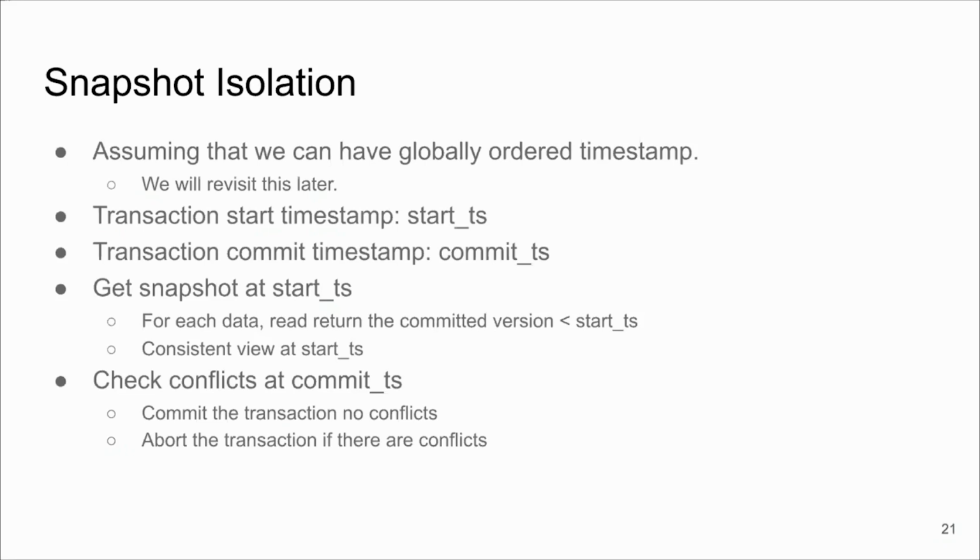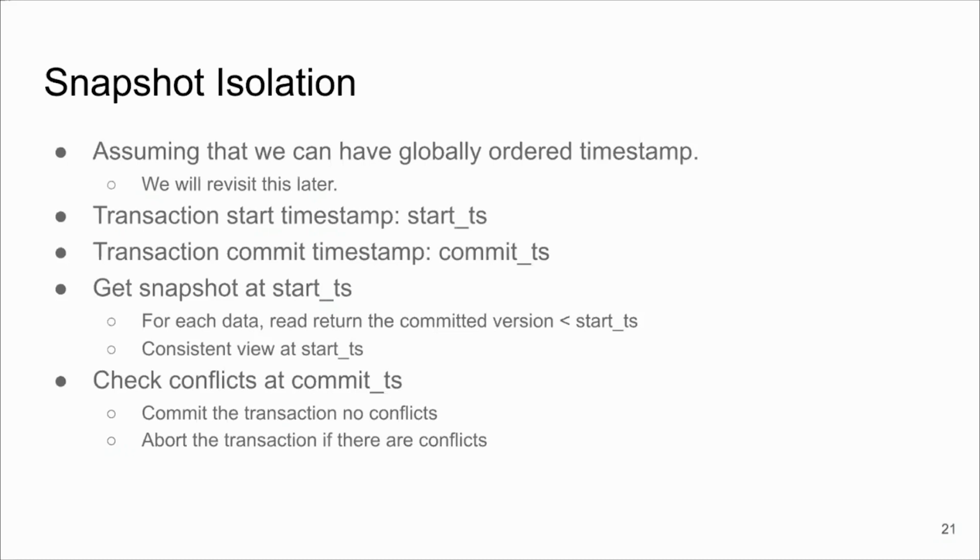Assuming you have this, once a transaction tries to read the data, it will first get a timestamp, and you will read all the keys with this timestamp. Once you read, it will give you the committed version before this timestamp. And this is true for all the keys this transaction tries to touch. That's why it's called a consistent snapshot, because it's a consistent view at this timestamp.